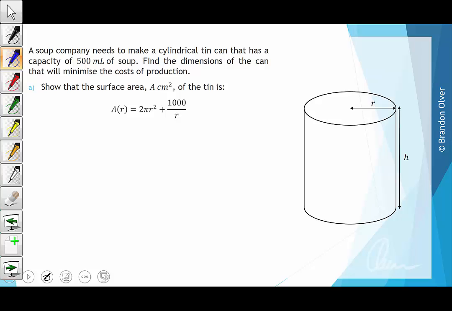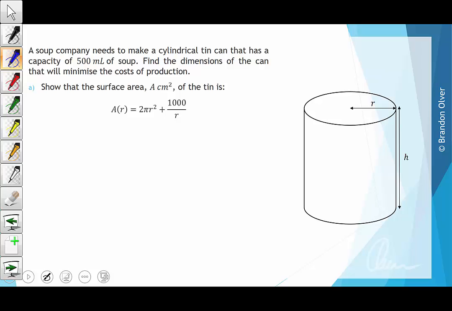A soup company needs to make a cylindrical tin that can have a capacity of 500 ml of soup. Find the dimensions of the can that will minimise the cost of production. For part A, we need to show that the surface area, A centimetres squared of the tin, is given by 2 pi r squared plus 1000 on r.